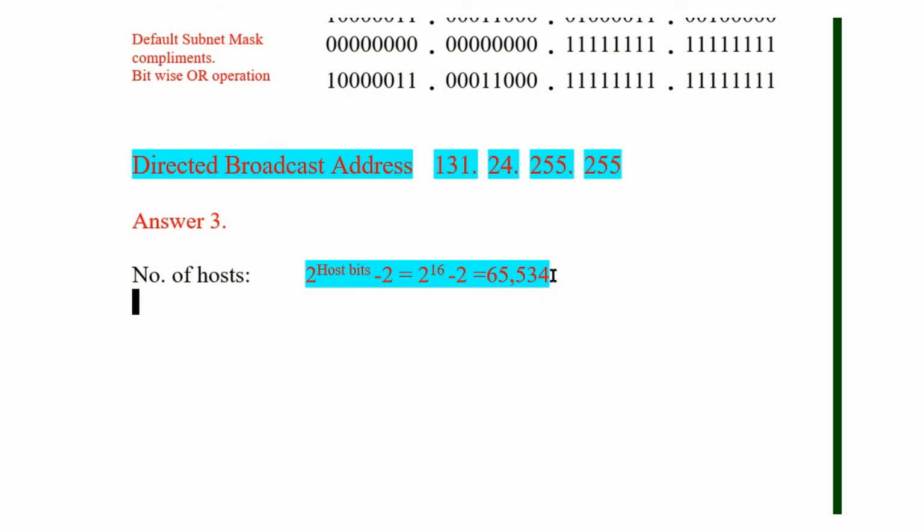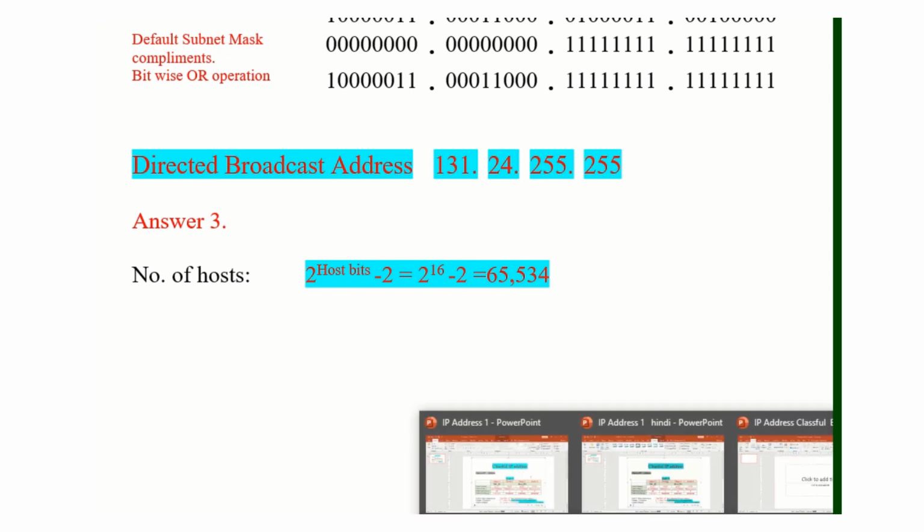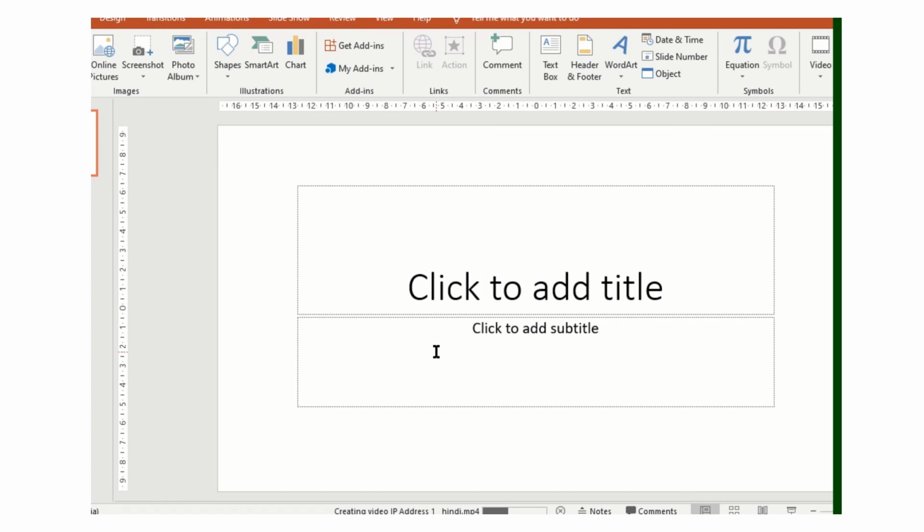It is 65,534 possible hosts. The same kind of problems can be done with class A and class C addresses also. Thank you friends. We will meet again in the next class with classless IP addresses.